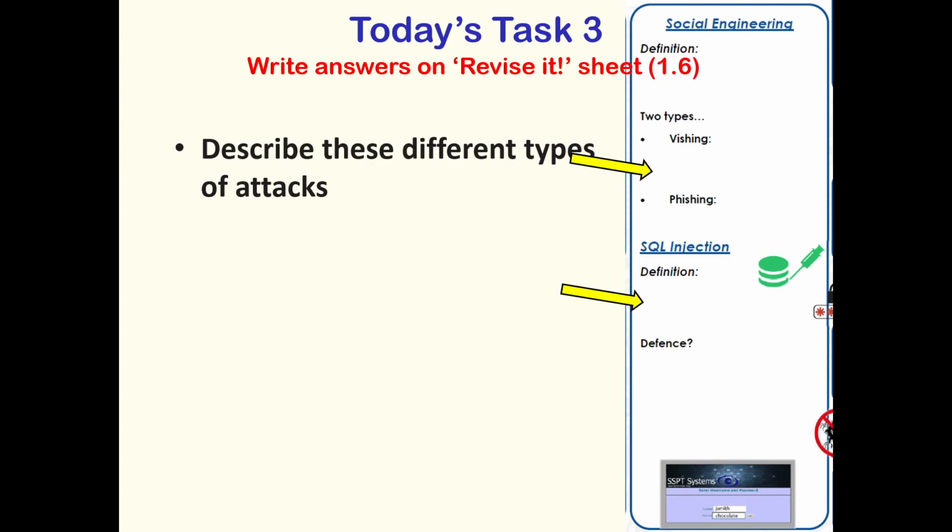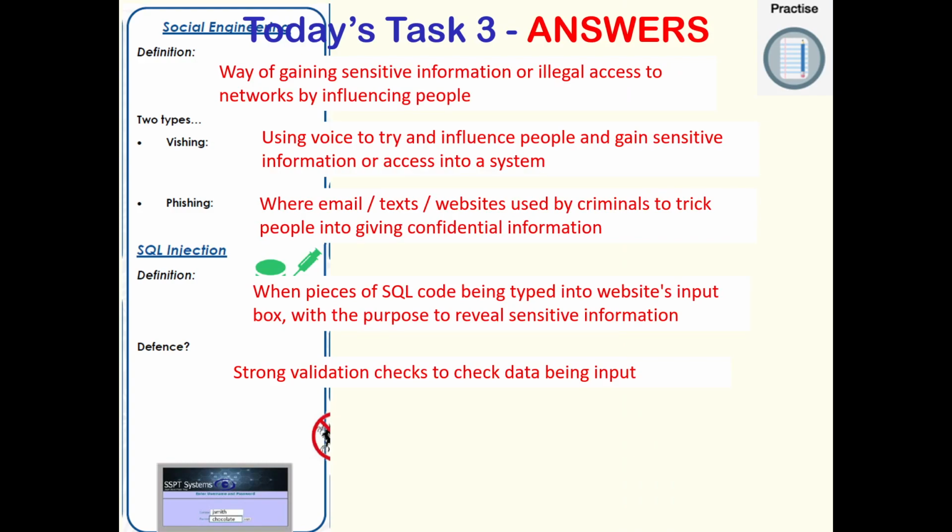Okay, checking your answers. Here we go. Social engineering, a way of gaining sensitive information by influencing people. Vishing is using your voice to influence people. And phishing is using emails or text or websites to trick people into giving confidential information. And SQL injection is where pieces of SQL code are typed into a website's input box, the box where you type in information, and it's to try to reveal or gain access to information in the database. Best defense? Strong validation checks to check the data being input. Checking your answers, please, before moving on to the final part.